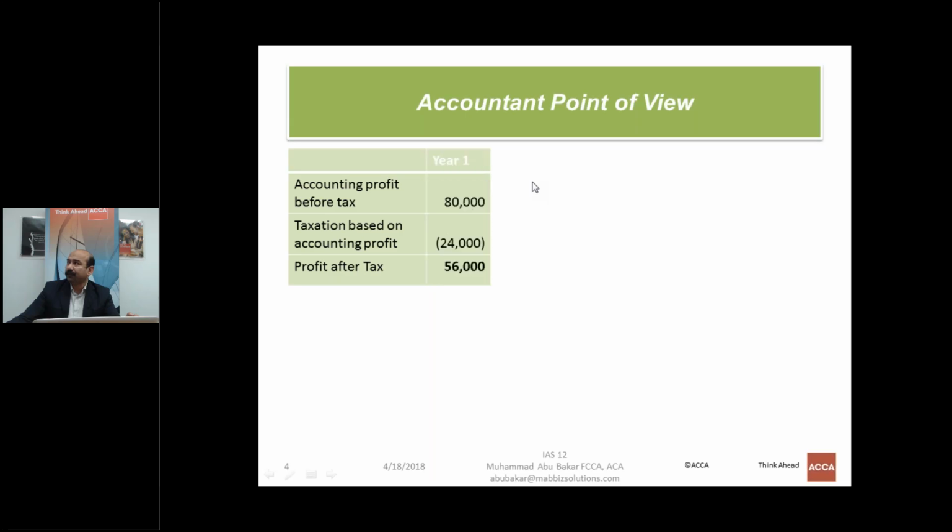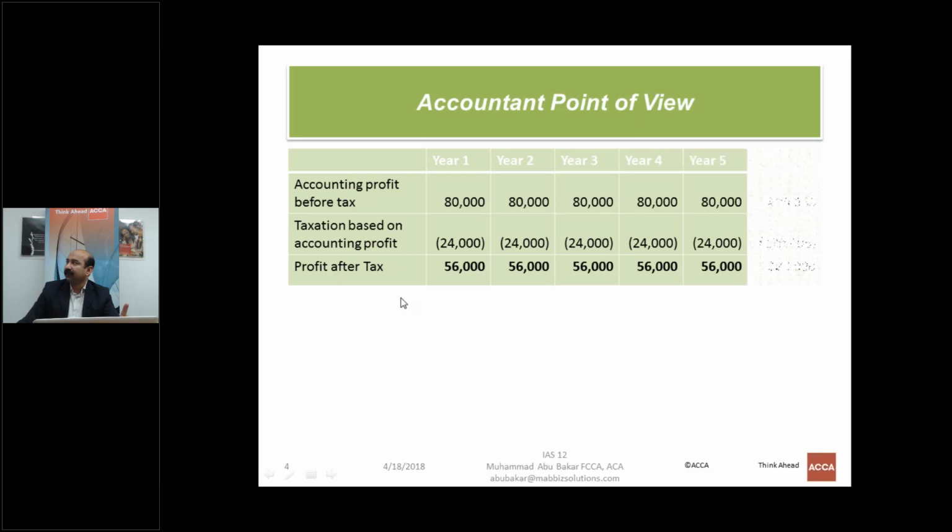See, from the accounting point of view, in the first year, we assume that 80,000 is the accounting profit before tax. Then taxation based on accounting profit, that is 30% of 80,000, will become 24,000. So from the accounting point of view, profit after tax is 56,000. This is the accounting point of view. Likewise in year 2, year 3, year 4, year 5, and the total is 280,000 profit after tax.